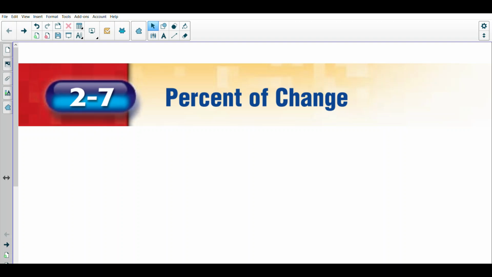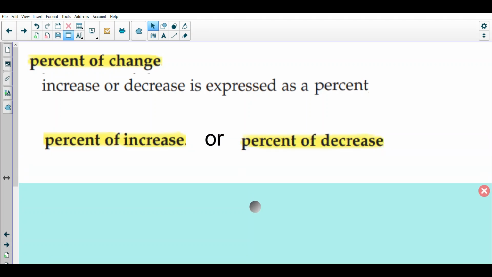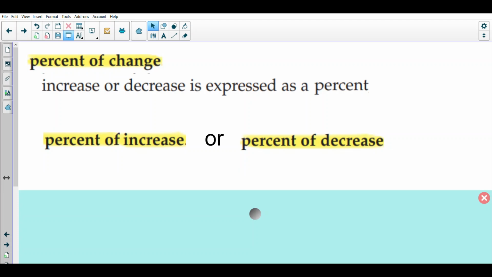In this video, we're going to look at section 2-7, percent of change. There's a couple things we've got to cover before we start tackling percent of change, because there are different situations of which to proceed. First off, percent of change is an increase or decrease and is expressed as a percent. So we have a percent of increase or a percent of decrease.